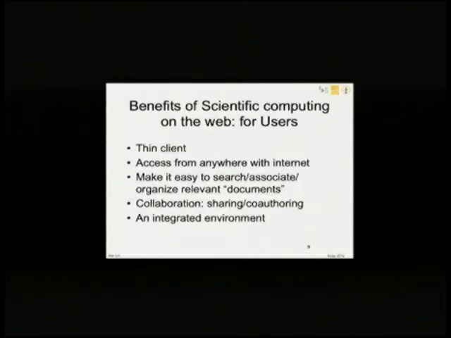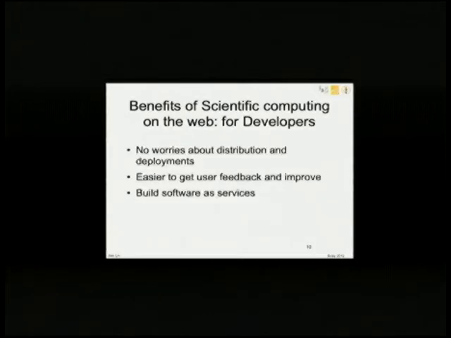So to sum up the benefits of scientific applications on the web for users: users only need to have a thin client, and can access the application from anywhere. And it makes it easy to search, associate, and organize all the relevant documents, be they real documents or scientific computing objects. It's easier to share and co-author, and it will become an integrated environment for scientific computing.